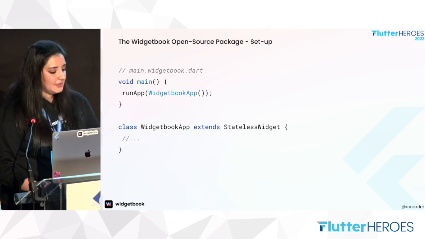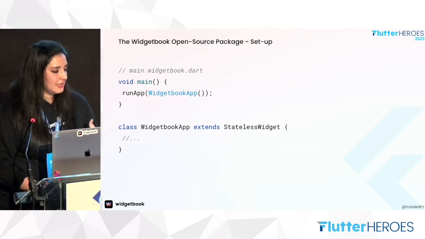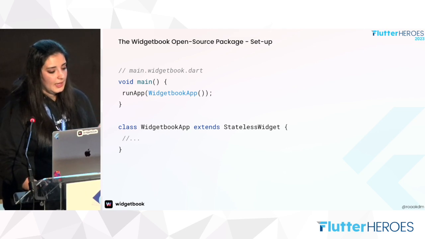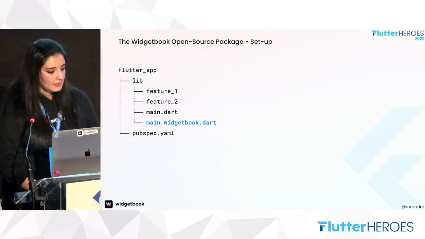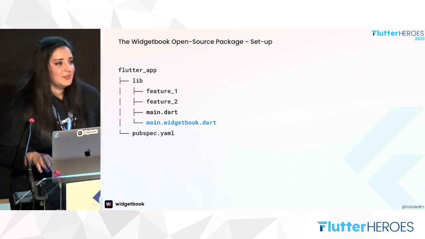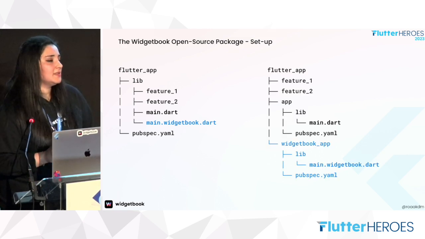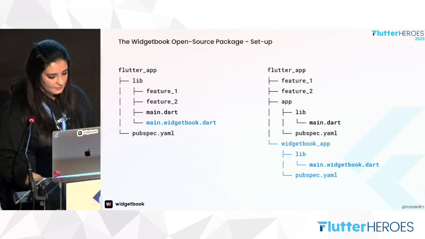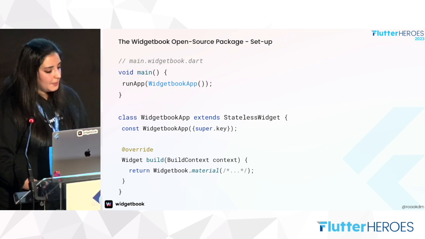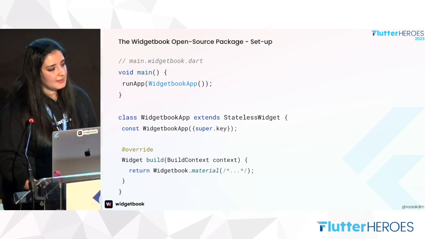So you can create a separate main app, name it .widgetbook.dart to differentiate files that are specific to Widgetbook, and add it directly to your Flutter app if you're working with a single package app, or you can create a dedicated Flutter app for your Widgetbook. Inside the main.widgetbook.dart file, the run app method returns a stateless widget that has a Widgetbook app.